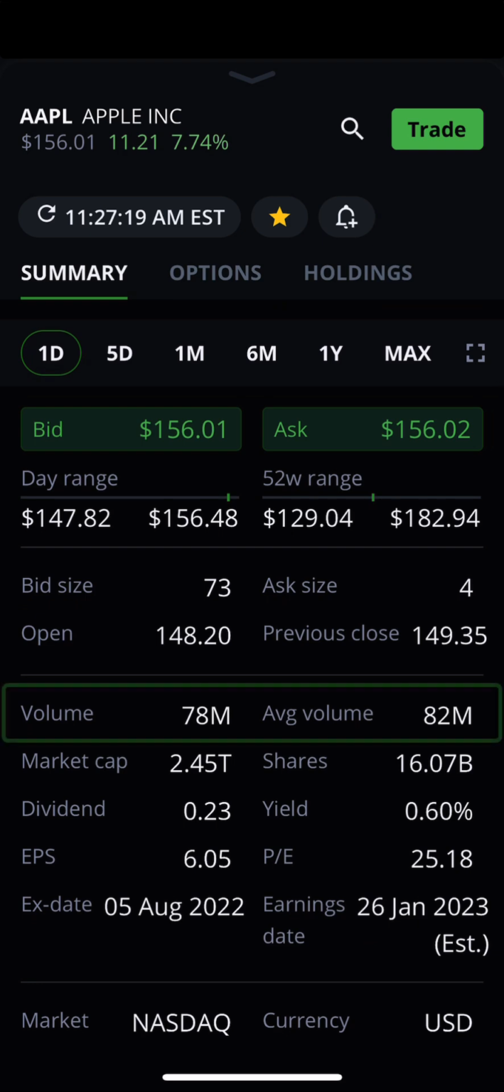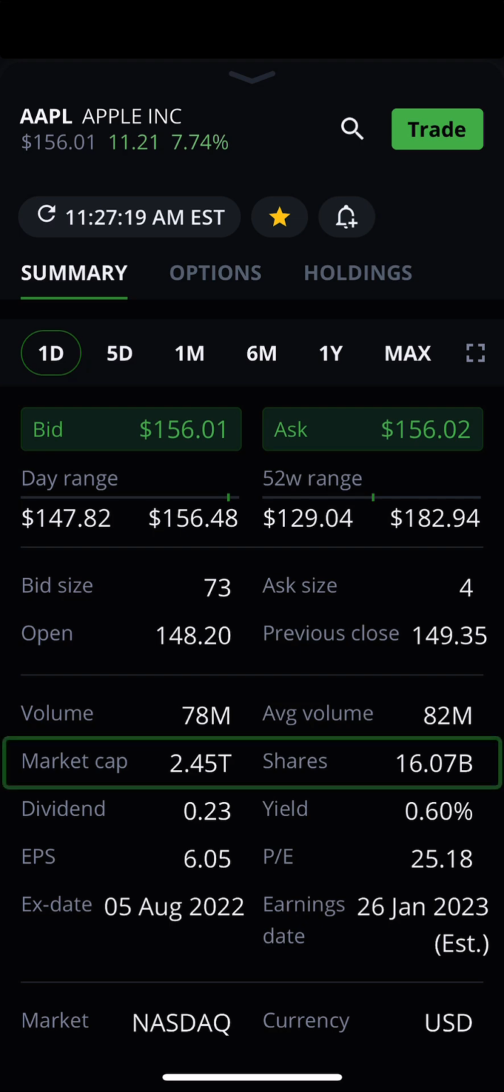Beneath that, you'll see volume and average volume. Volume represents the number of shares traded today for this ticker symbol, while average volume is the average number of shares traded per day for this ticker symbol. This amount is usually calculated over the past 90 days.